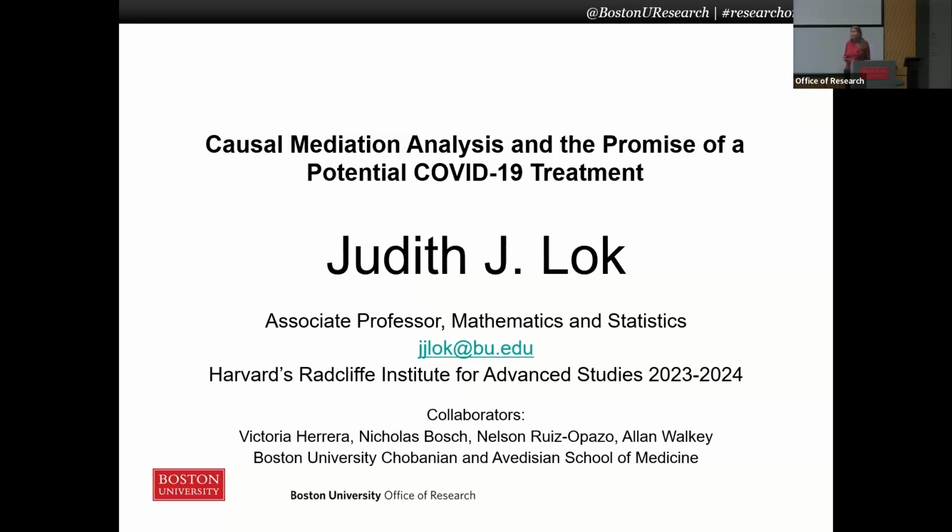I am going to talk here about causal mediation analysis and how it can be used to look at the promise of a potential COVID-19 treatment that has been developed by people from the ICU here at Boston Medical Center. They wanted to do causal mediation analysis to look at the promise of that treatment. The problem that they had is that it has only been used in mice, where it is very successful, but it has not been used in humans.